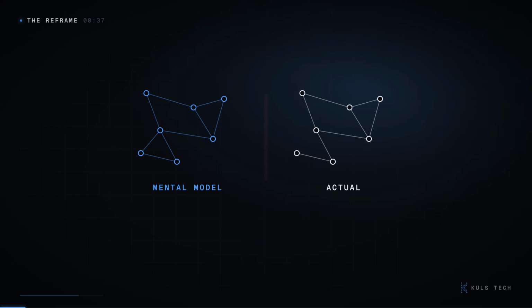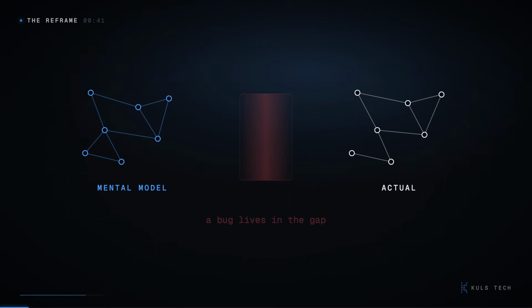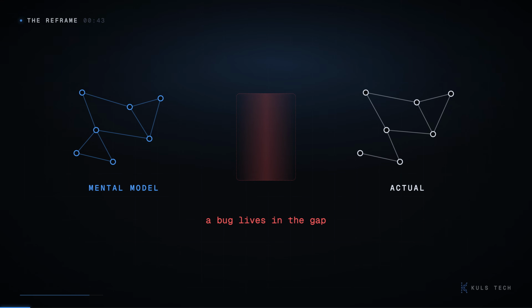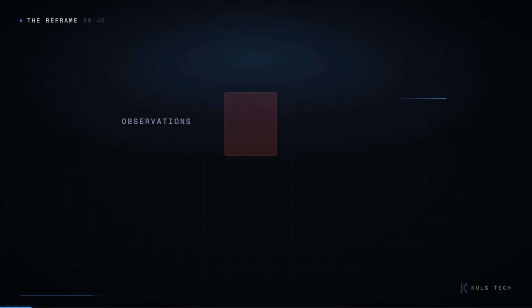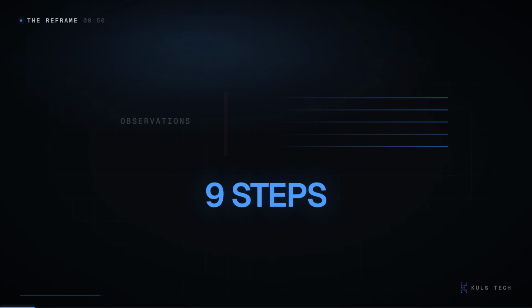Because a bug is not broken code. Your machine executed your instructions perfectly. A bug is the gap between the program you think you wrote and the one that runs. So every technique here does one job. Close that gap with real observations from a running system.